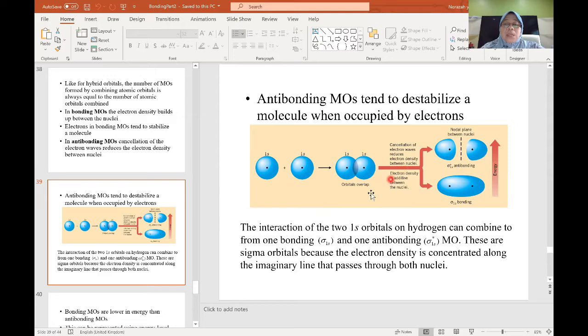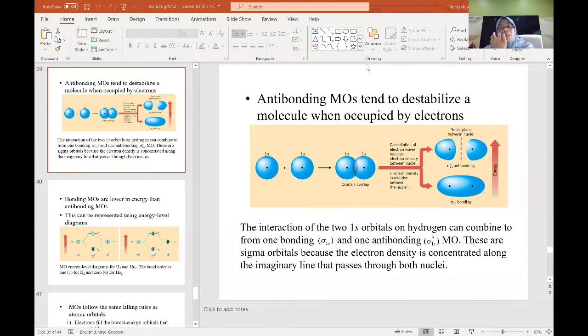This is due to the construct, if you remember, that the electron can be in the form of a wave as well as a particle. This is where the wave concept comes in. You have a constructive wave where the bonding orbital occurs, and a destructive wave where the anti-bonding occurs.